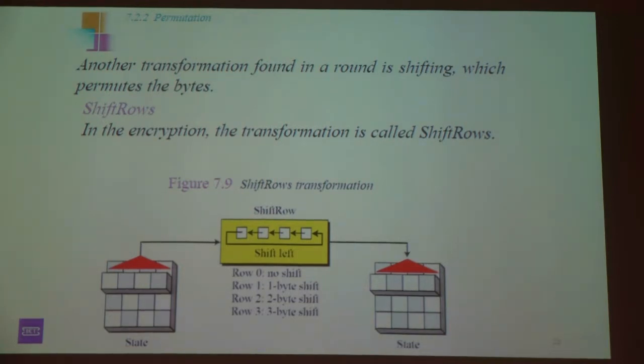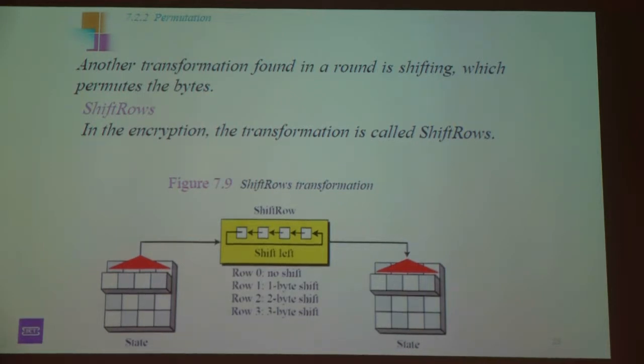Alright. So another transformation found in AES is shifting, which permutes the bytes. So, shift rows. Now what we're going to do: the state has bytes, we already played with them, already changed them. What are we going to do next? Shift the rows. So we take one row and shift the bytes. We take the second row, and how many rows do we have anyway?